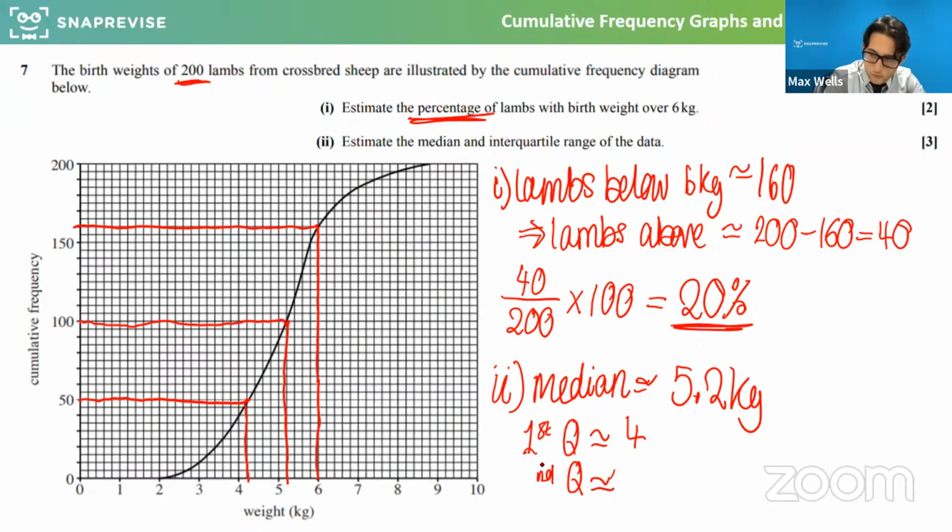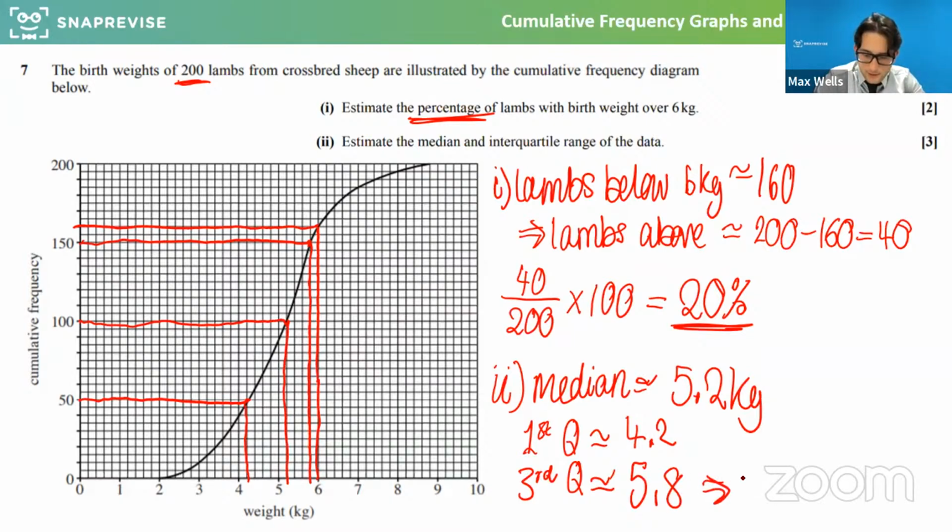Sorry, not the second quartile, the upper quartile. The third quartile. The second quartile is the median, isn't it? So the third quartile will be up at 150. It's going to be very close to that value there. That's nice to read down. I think for that one, we're going to get 5.8.